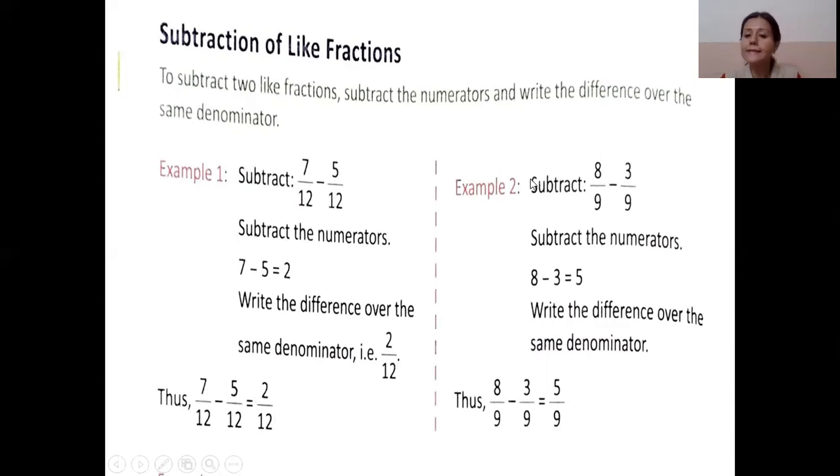Now look at the next example. 8 upon 9 minus 3 upon 9. We'll subtract only the numerators, children. 8 minus 3 is 5. So your answer will be 5 upon 9. The denominator will remain the same, that is 9. So 8 upon 9 minus 3 upon 9 is equal to 5 upon 9, children.